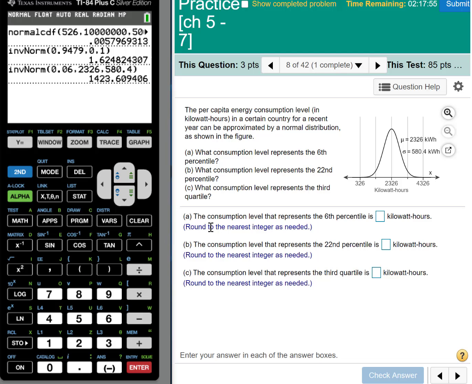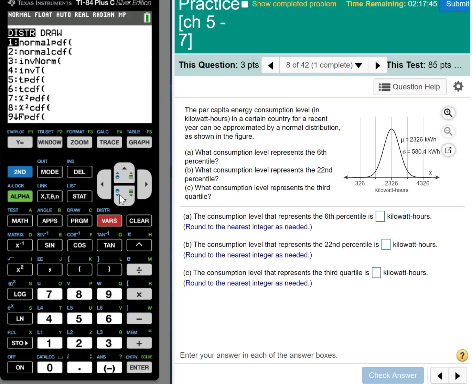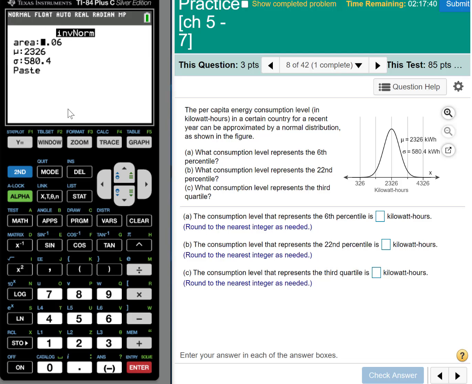All right, next one. What consumption level will represent the 22nd percentile? So it's the same thing, but instead of 6%, you put 0.22, 22%. So you go to second, distribute, inverse norm. You just change the first one. Everything else remains the same.